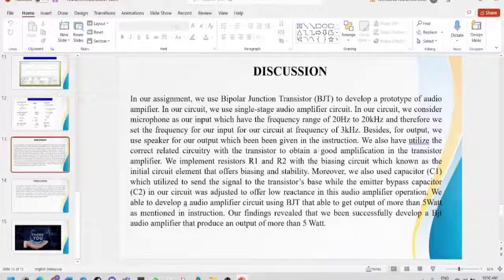Last but not least, we were able to develop an audio amplifier circuit by using BJT, which gets an output of more than 5 watt as mentioned in the instruction by my friend before this. And finally, our finding revealed that we have successfully developed a BJT audio amplifier which can produce an output of more than 5 watt.